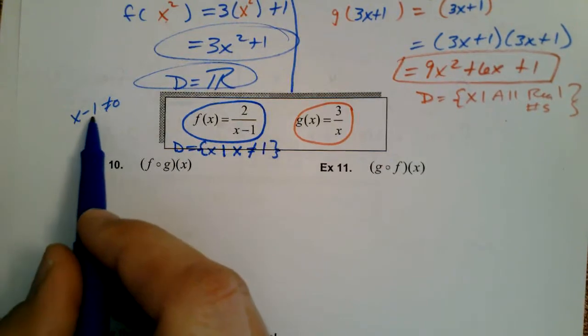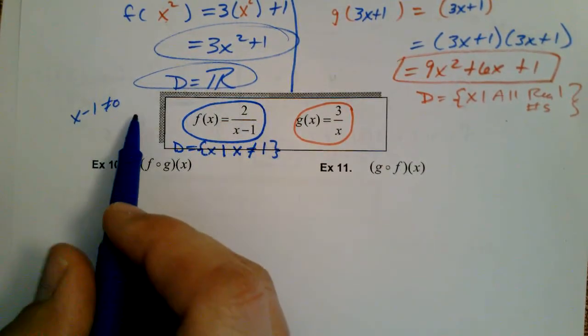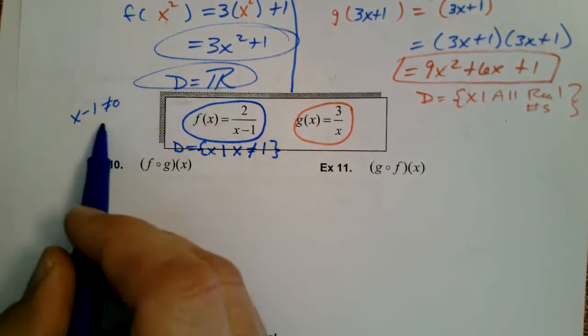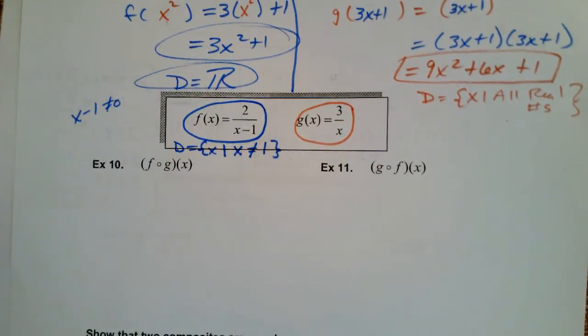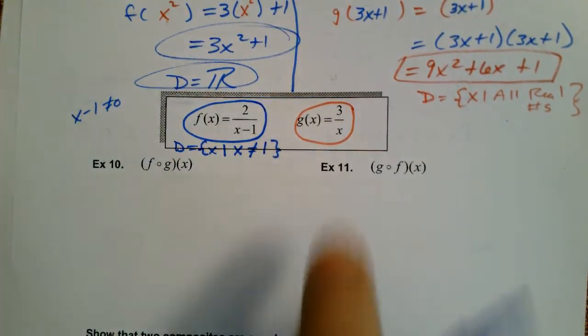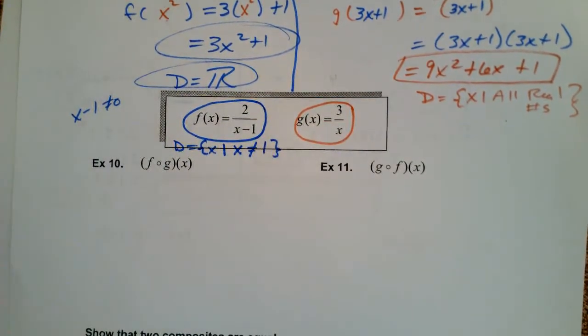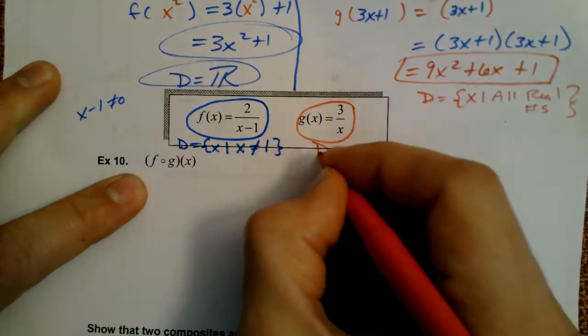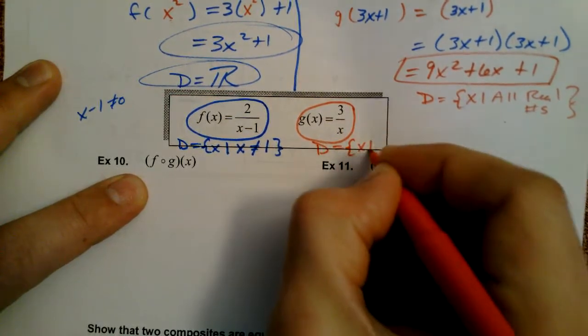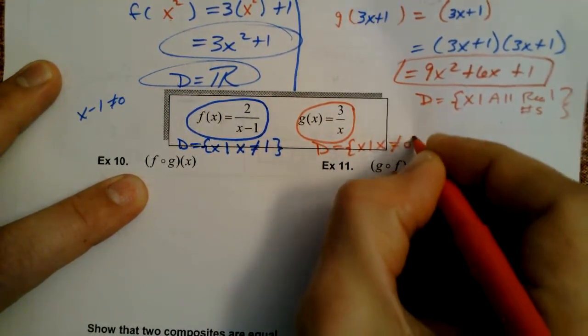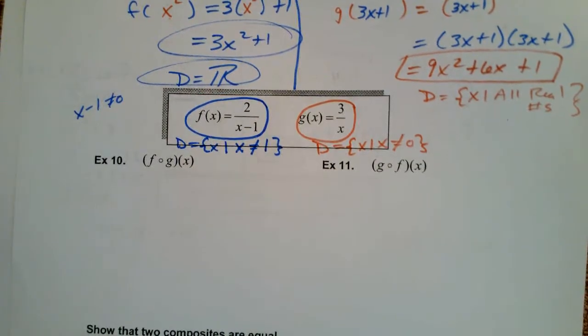Very good. So if you set x minus 1 can't be 0, right? Can't divide by 0 here. Add the 1 over, we get 1. Perfect. If I look over here, g of x, I have 3 over x. X can't be 0 either. So the domain of this guy, x can't be 0. It can be anything, it just can't be 0.